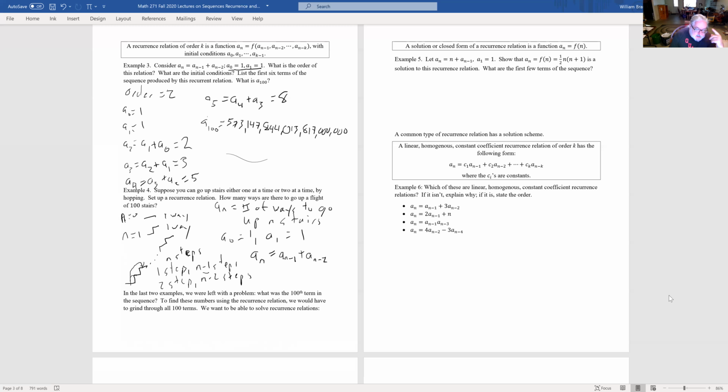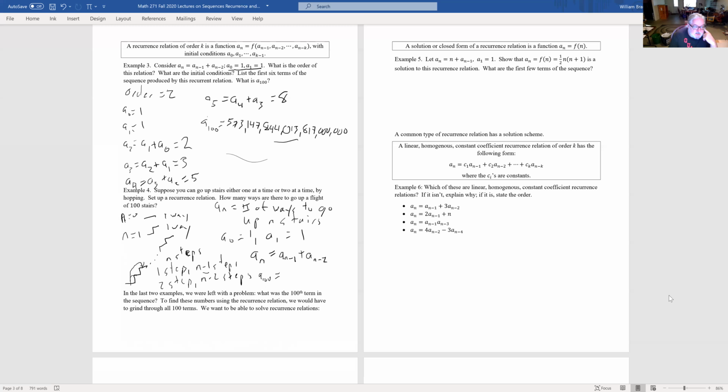So in fact, this is the Fibonacci sequence again. And the Fibonacci sequence shows up in a lot of different contexts. If you have an option of doing either one thing or two things at a time, you end up with a Fibonacci sequence. So this is an example of how to construct a Fibonacci sequence. What is a100? If you had a flight of 100 stairs, how many ways are there to go up that? Well, that many. Lots of different possibilities.